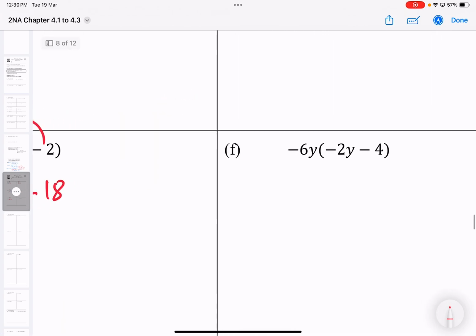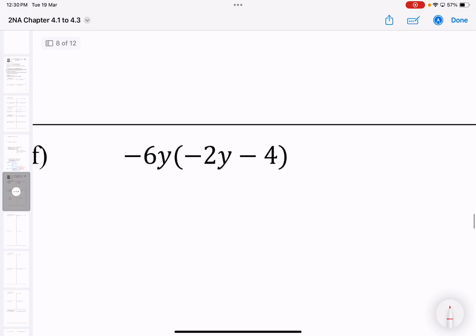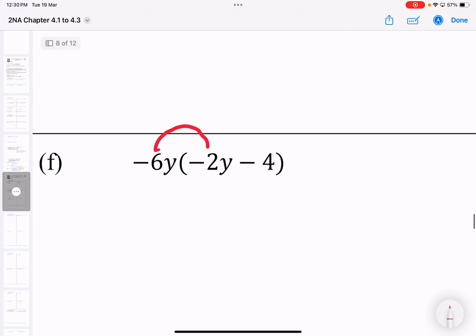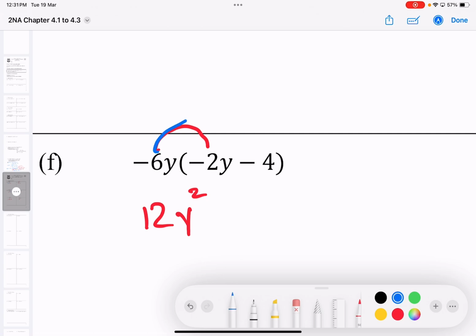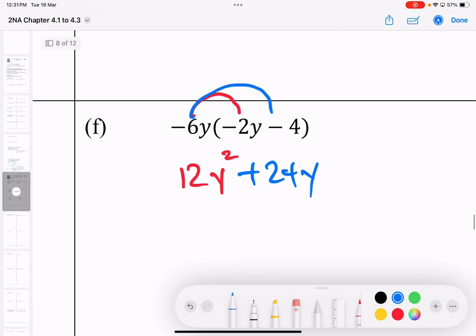Check your answer for the next one. I have negative 6 multiplied in by the first one. Negative times negative gives me positive. 6 times 2 gives me 12. Y times y gives me y squared. The next one, negative times negative gives me positive. 6 times 4 gives me 24y. So this is my next answer over here. Check that you have expanded correctly and everything is correct.